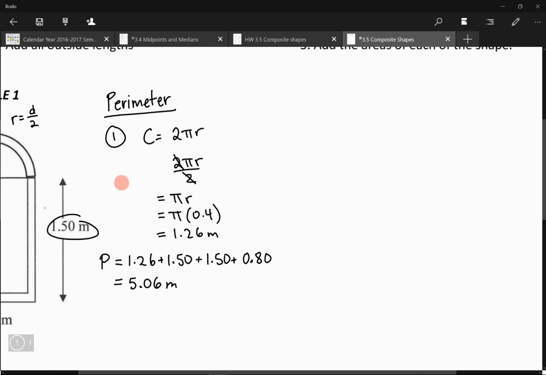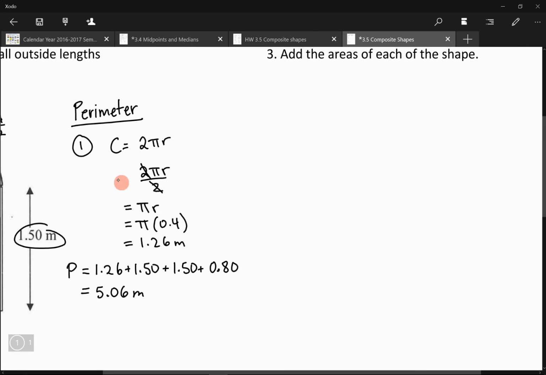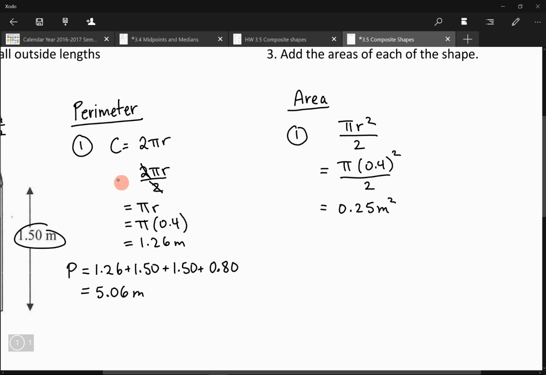Okay, then we do area. So the area for the first shape, the half circle, well, that's going to be the area of a circle, pi r squared, but because it's half a circle, I have to divide it by 2. Okay, so that's going to be pi times 0.4 squared divided by 2. And when you put that into your calculator, you'll get an answer of 0.25 meters squared.